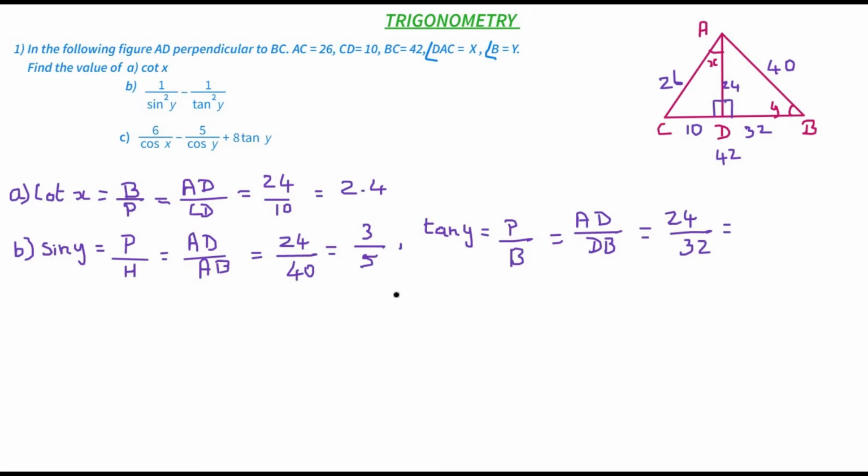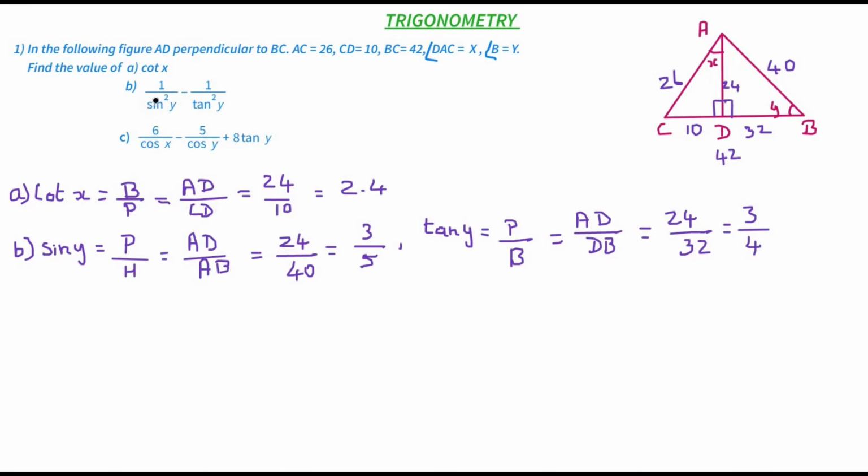So 24 and 32 are divisible in which table? Again, it is divisible by 8 table. So 24 divided by 8, which is 3, and 32 divided by 8, which is 4. So now we know the value of tan y is 3 by 4.